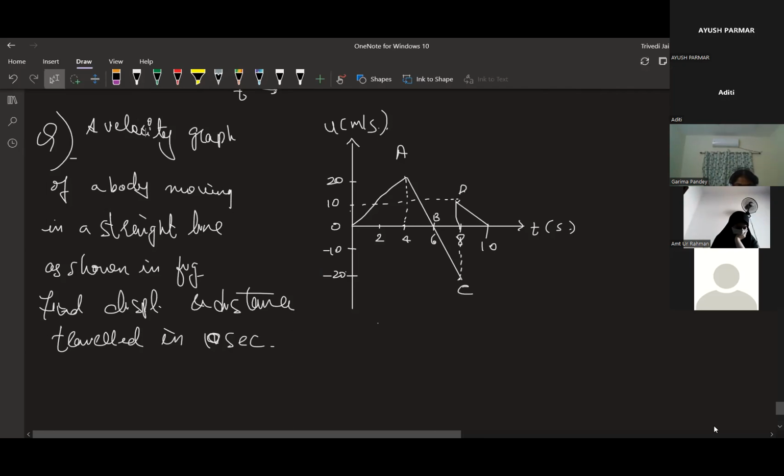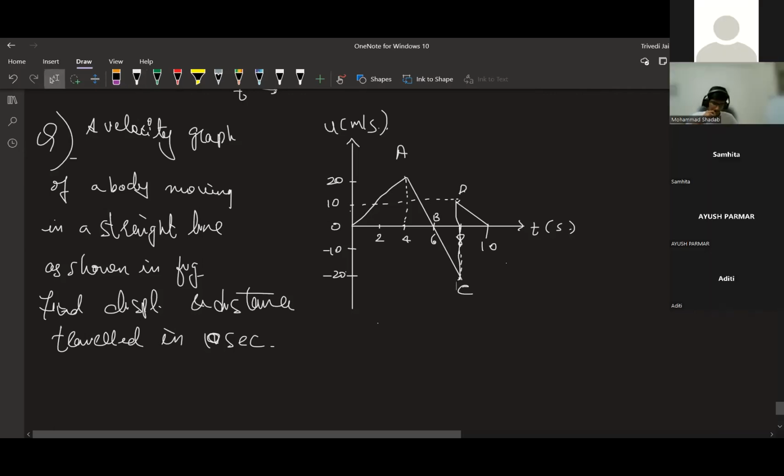Let's solve. For distance traveled, what will we do? We have to follow the exact path, right? Let it be on the negative side or let it be on the positive side. Okay, once you finish the question, tell me. I'll start the timer. I want the answer in 15 seconds. No, sorry, not 15 seconds, 30 seconds.